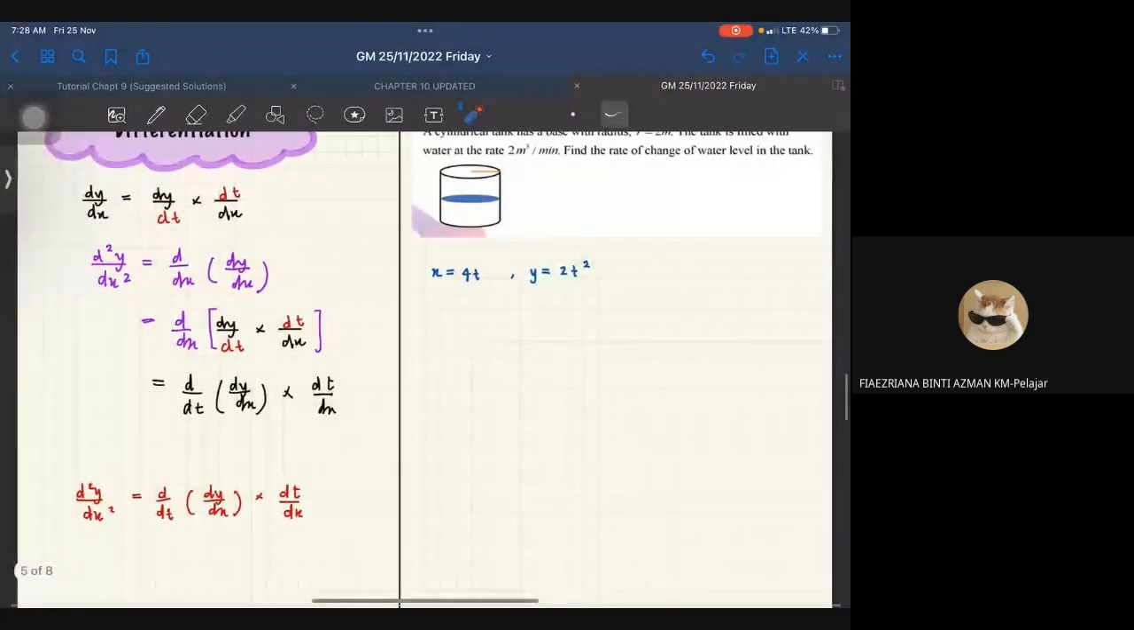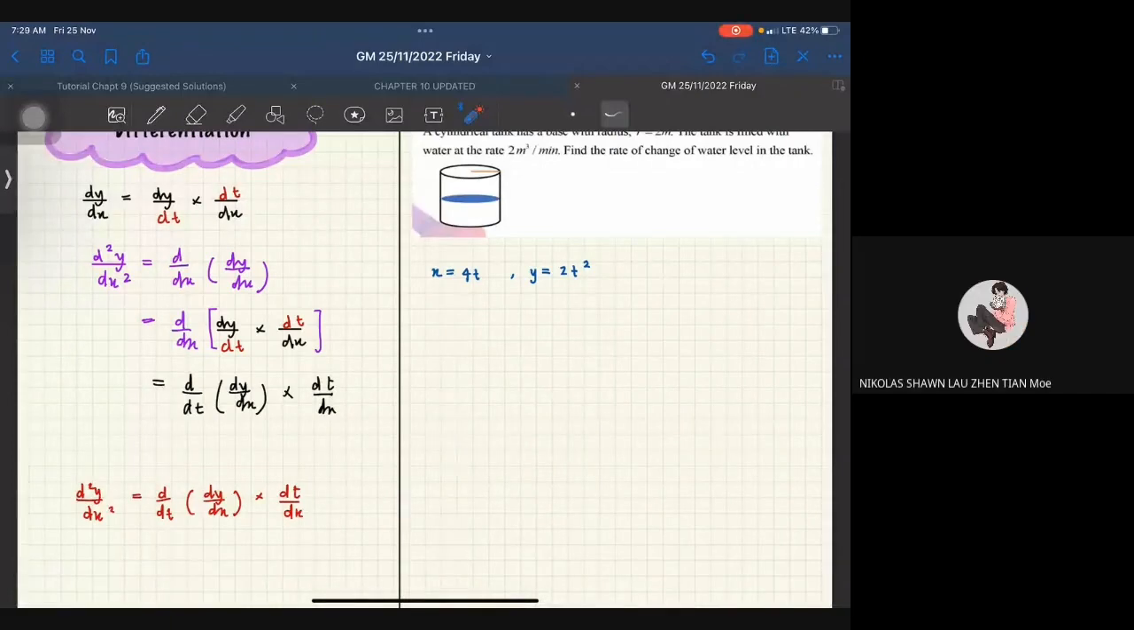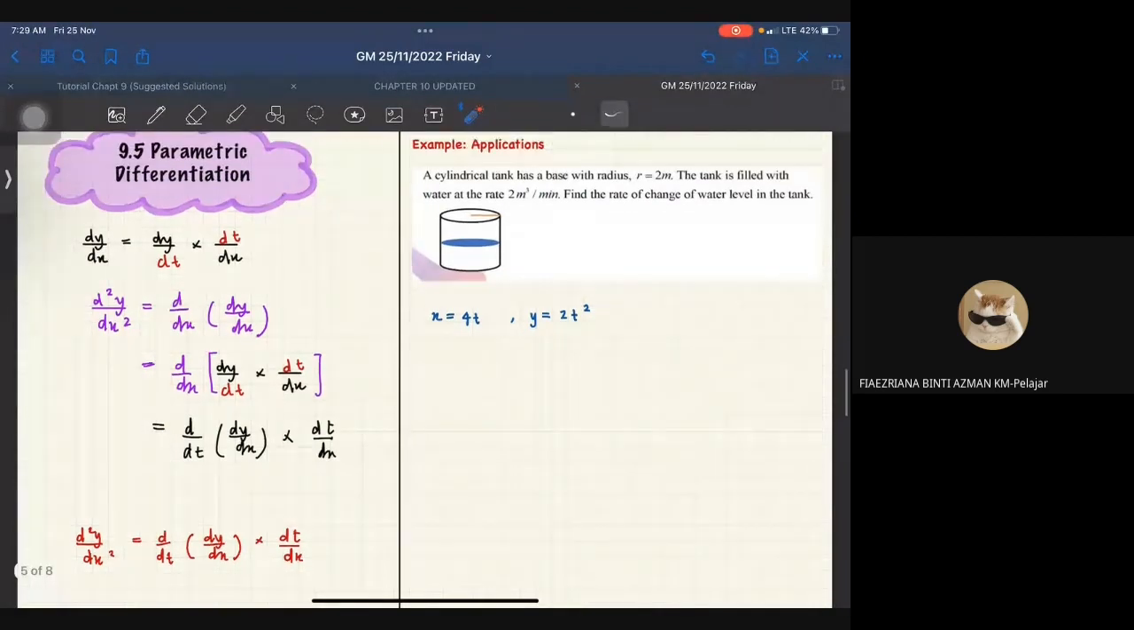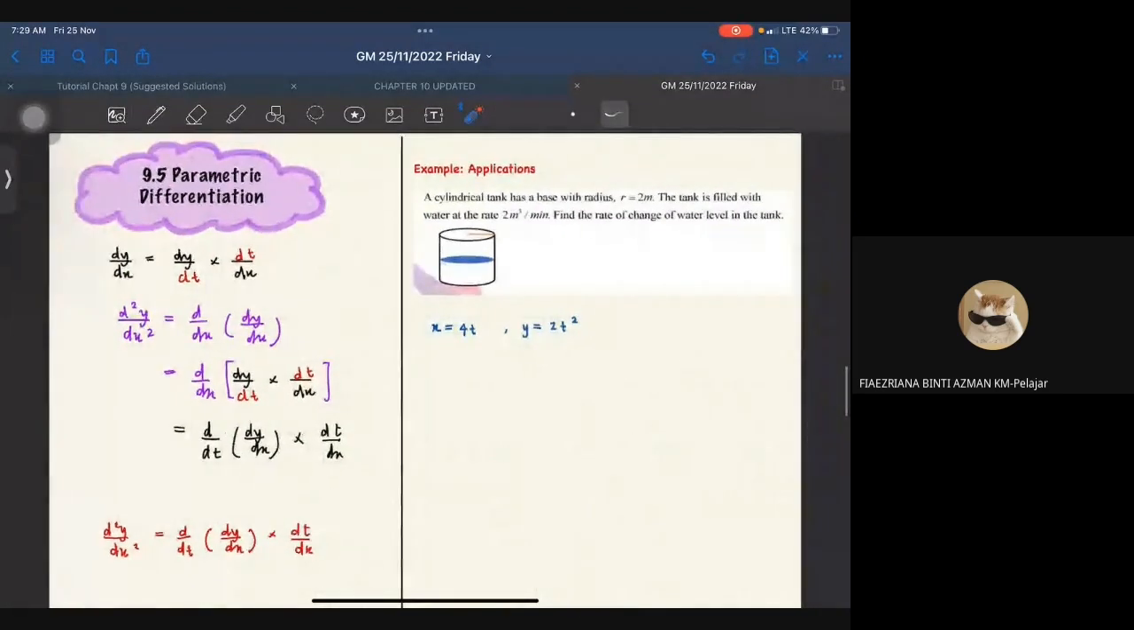Okay, boleh ke semua orang? Boleh, Miss. Okay, good. Alright, so soalan memang dia takkan tanyalah prove the second derivative formula, no, tak ada. So fokus kita bukanlah untuk proving the formula, our focus is in finding the derivative itself. Okay, so tengok dekat sini, dekat sebelah kanan ni sekarang, I have a question.